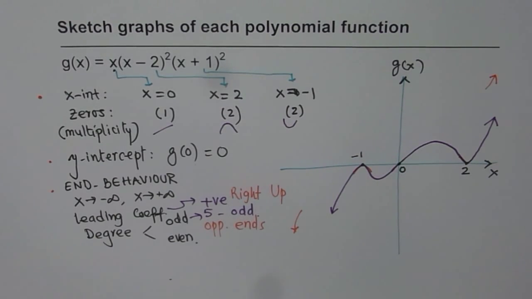Zeros decide the behavior of a function at the x-intercepts. If it is linear, the graph will cross like a line. If it is quadratic or even, it will bounce back.